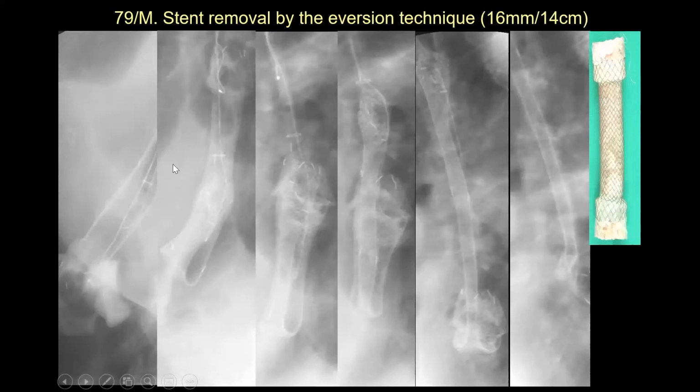To remove the stent, we advanced the hook into the stent lumen to the distal end to grasp the distal end of the stent. And then the hook was pulled out into the sheath to collapse the distal end of the stent. And here you can see this is the proximal end, actually. The end of the stent is collapsed. The stent was removed with eversion.